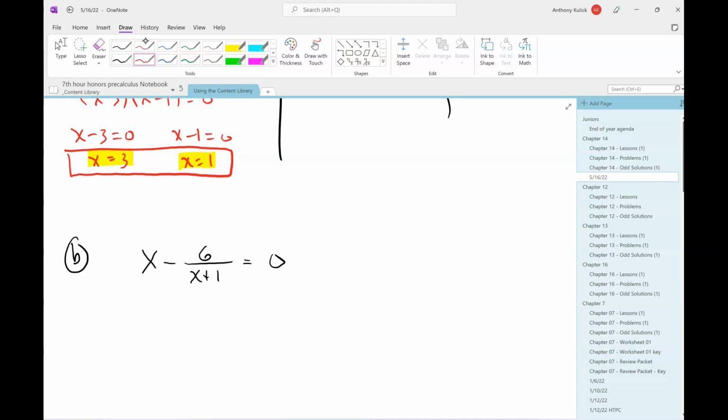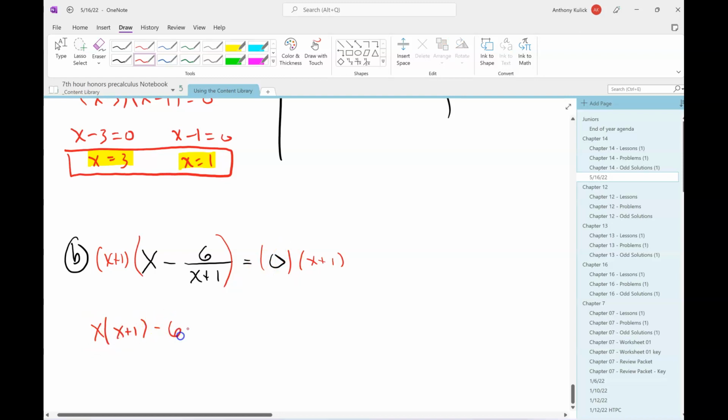All right, so here we have x minus 6 over x plus 1 is equal to 0. What do you want to do here? Yeah, that's what I would do. Multiply both sides by x plus 1. That'll clear the fractions. So that gives me x times x plus 1 minus 6 is equal to 0.